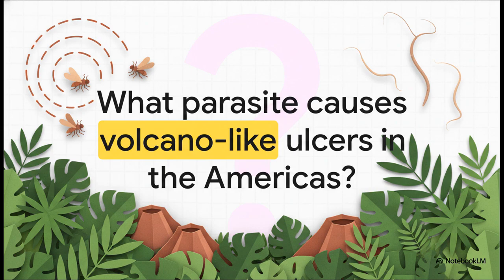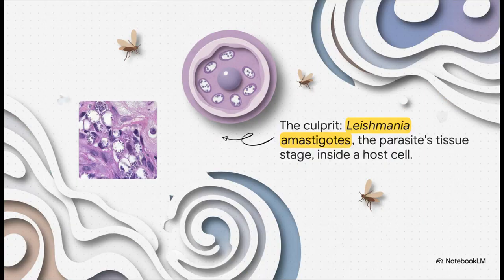What tiny parasite is out there causing these really distinctive volcano-shaped ulcers on people's skin and loves to hang out in the rainforests of the Americas? If nothing comes to mind, don't worry, you're definitely not alone. We're talking about a pretty overlooked but really formidable little organism. And here it is. This is the culprit, Leishmania panamensis.